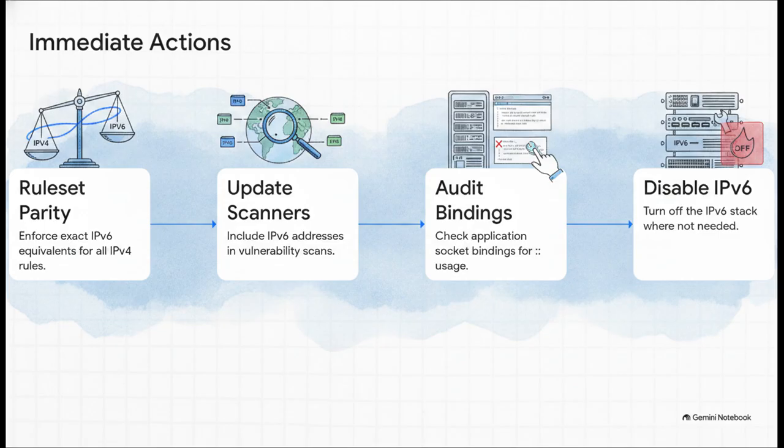Make sure IPv6 addresses are included in all your vulnerability scans. Step 3, audit your application's socket bindings for that wildcard so you actually know what's listening on your network. And Step 4, systematically go in and disable the IPv6 stack at the OS level on interfaces where you just don't need it yet. Hardening always means reducing the attack surface.